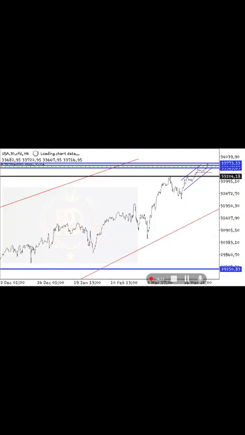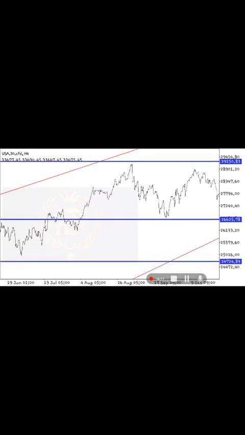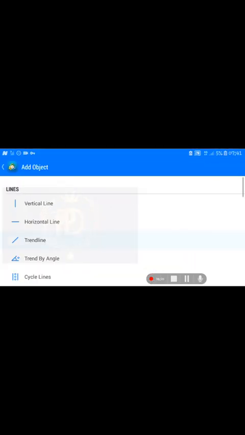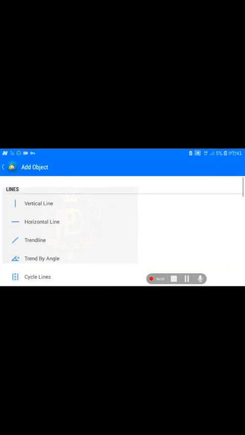Let me just drop down to my H4 time frame. So I'm dropping down to my H4 time frame. As you can see over there, guys, there was a strong bearish move to the downside. You understand? There was a strong bearish move to the downside.